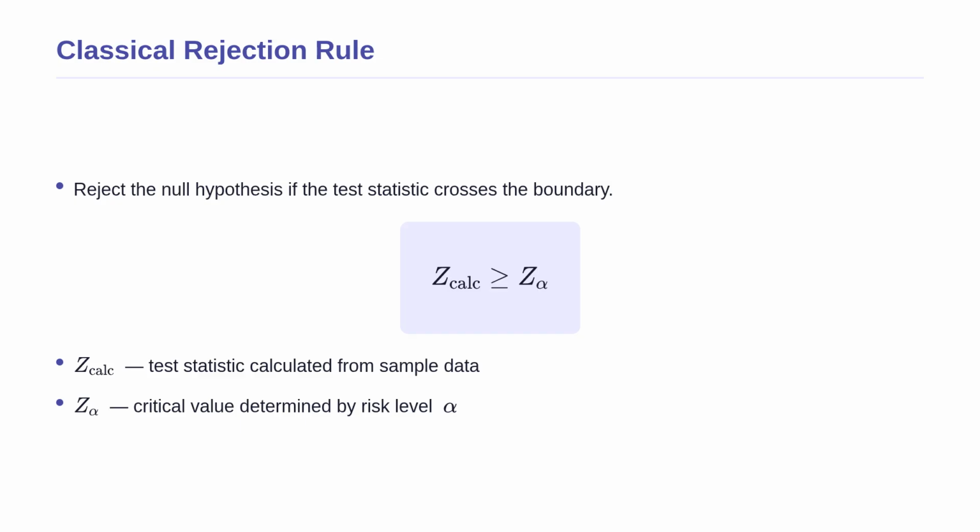If your calculated value is greater than or equal to the critical value, your data has fallen into the critical region. As alpha decreases, meaning you want to be safer from false alarms, the critical value moves further away, making it harder to reject the null hypothesis.